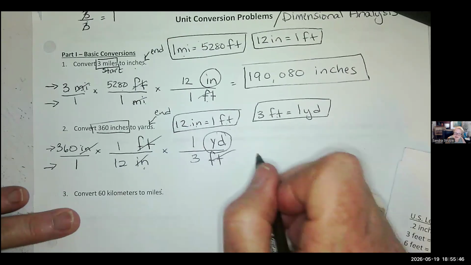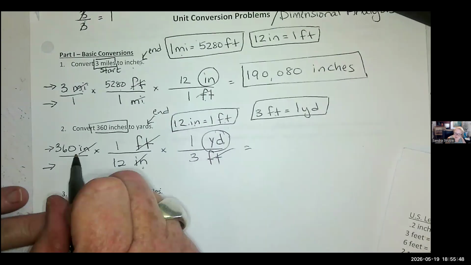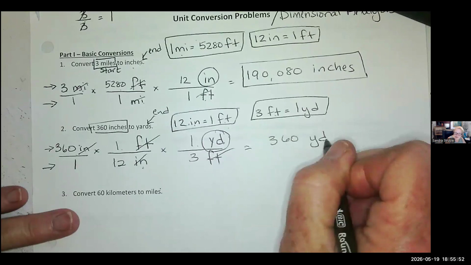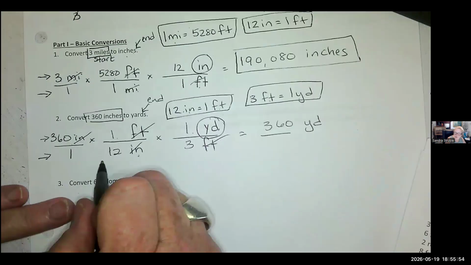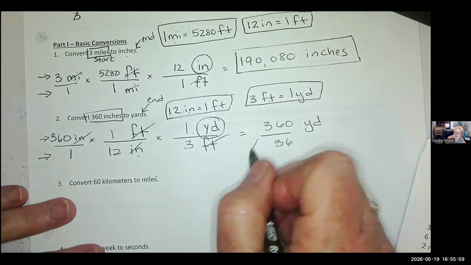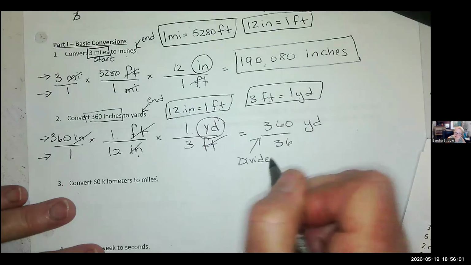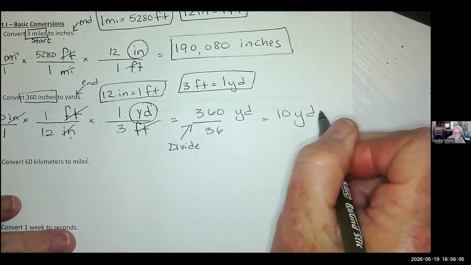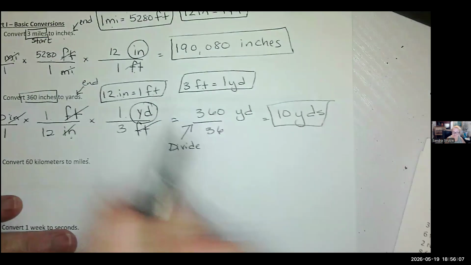360 times 1 is 360 for your unit. And then 1 times 12 times 3 is 36. Once you get to this point, you must divide. 360 divided by 36 is 10. And do not forget your units: yards. 10 means nothing without the yards.